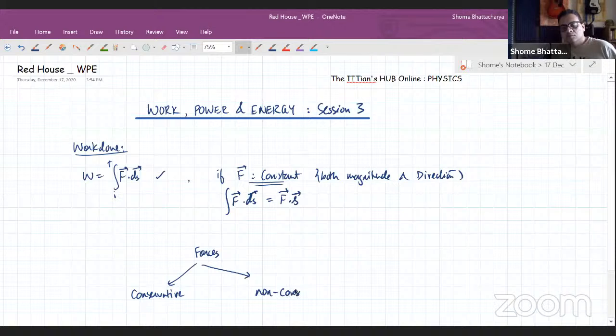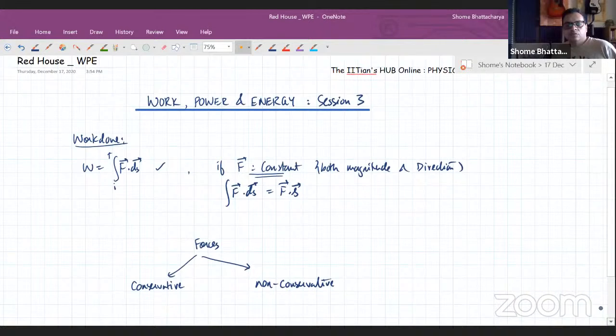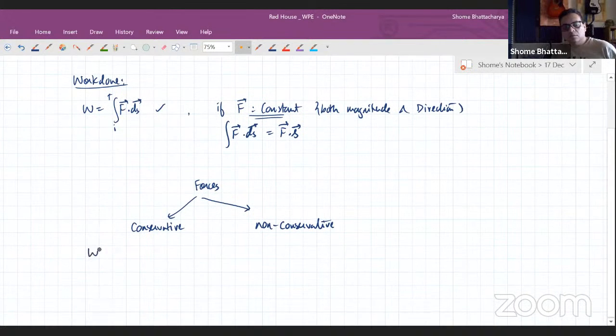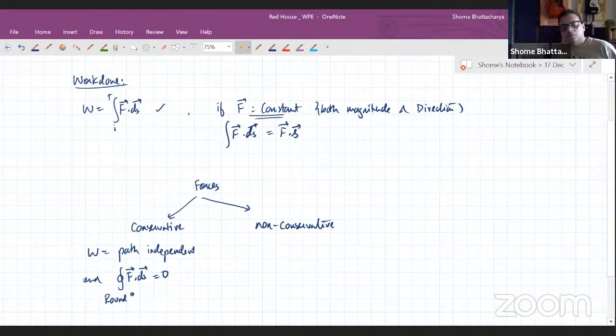We saw that for conservative forces, the work done is path independent, and the work done in a round trip is zero. A round trip is when the path is a closed loop, so your initial position and final position are the same. Then by definition the work done by a conservative force has to be zero.